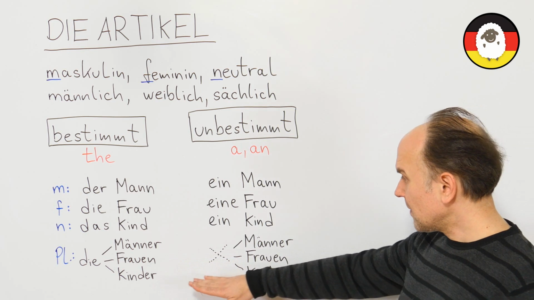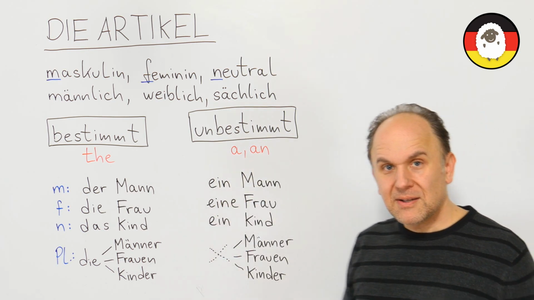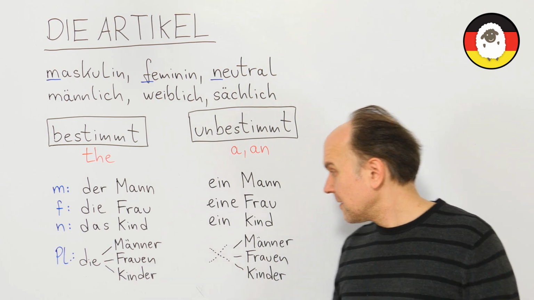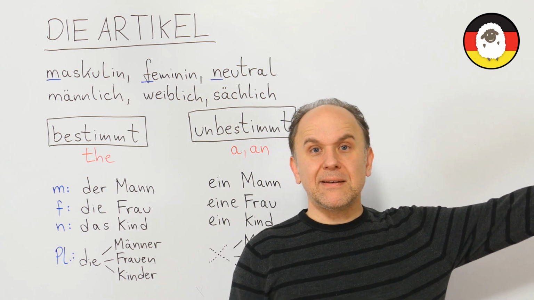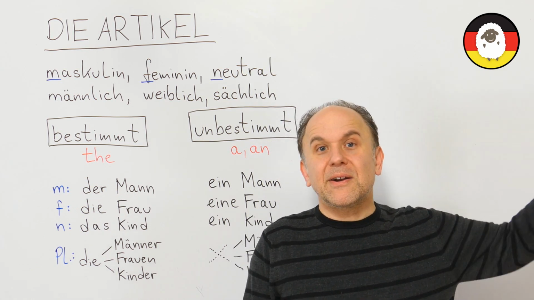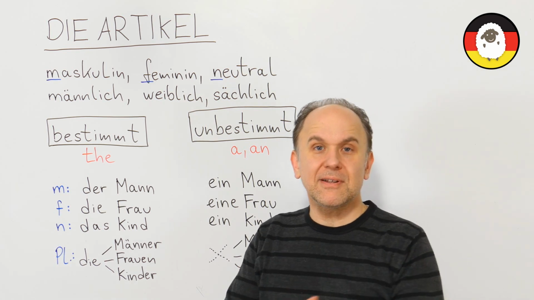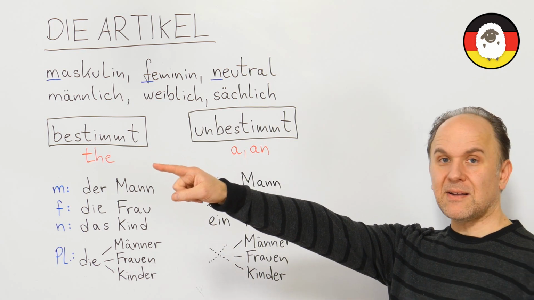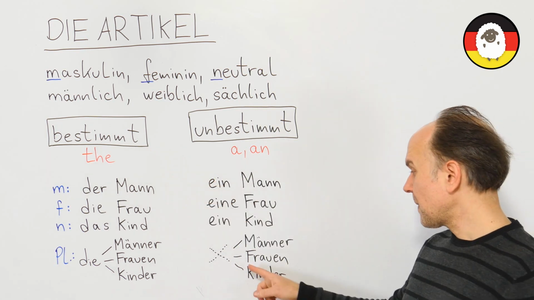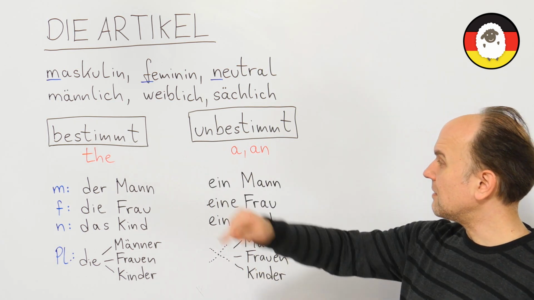So, the plural of the indefinite article: just like in English, there is no article. So you say "the men" or "there are men." There's nothing. No plural indefinite article, just like in German. Da sind Männer. There are men. Da sind Frauen. Da sind Kinder.